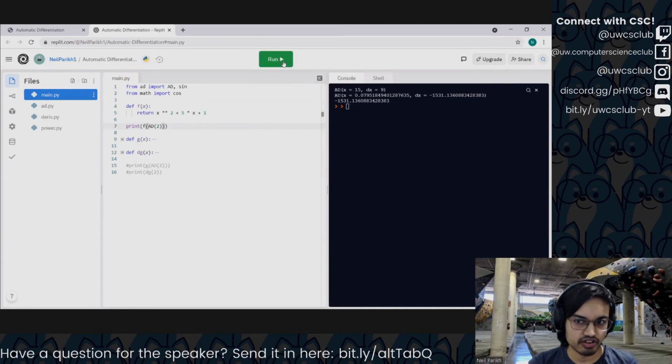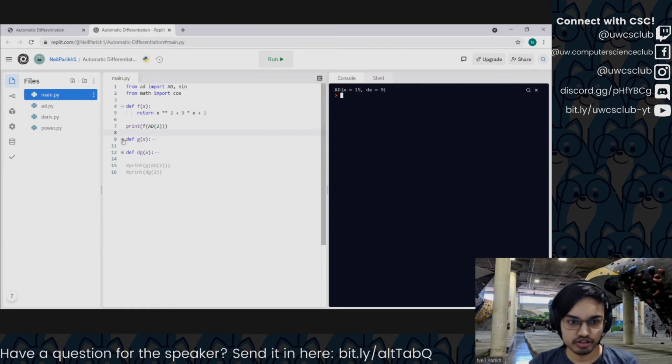And if I run it, I get 2 values back. I get the regular 15, which makes sense, right? 2 squared plus 5 times 2 plus 1 is 15. And then I also get 9. That's just 2 times 2 plus 5, which is 9. So I didn't do any extra code. I just put this AD part in and it automatically found the correct derivative for me. And so that was pretty simple.